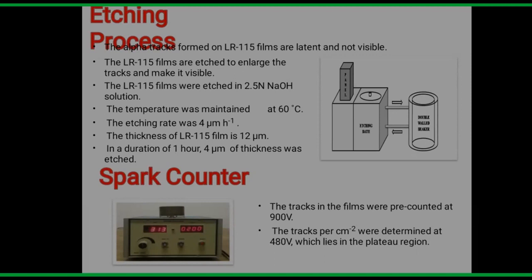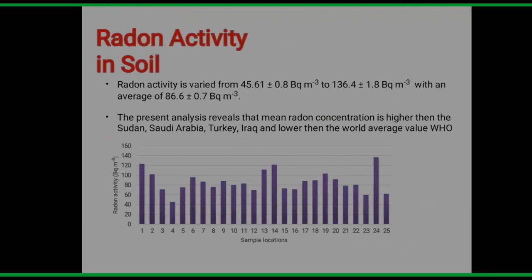Results and discussion. The radon activity in soil varies from 45.61 to 136.4 becquerel per cubic meter, with an average of 86.67 becquerel per cubic meter. The present analysis reveals that the mean radon concentration is higher than in Sudan, Saudi Arabia, Turkey, and Iran, and lower than the World Health Organization limit. This is the lower value.